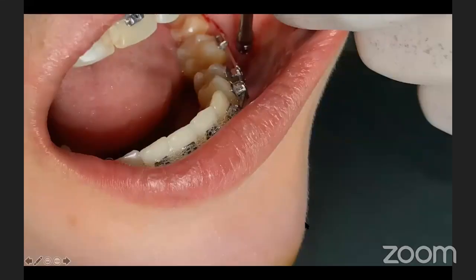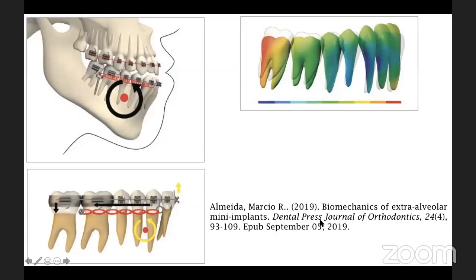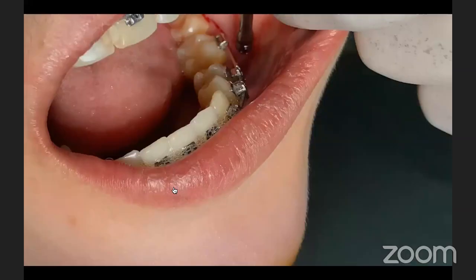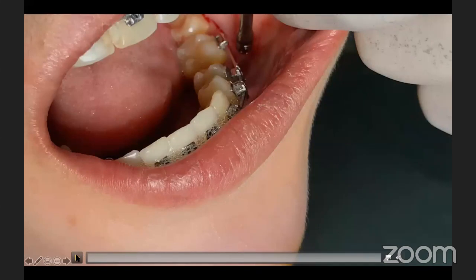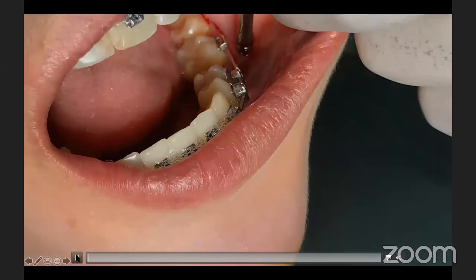Very good study. I urge people to read this study in the Dental Press Journal of Orthodontics by Marcio, an excellent paper for the biomechanics of class 3 and class 2 corrections, especially with the use of extraradicular screws. I have a short video of buccal shelf placement, which I would like all of you to see.